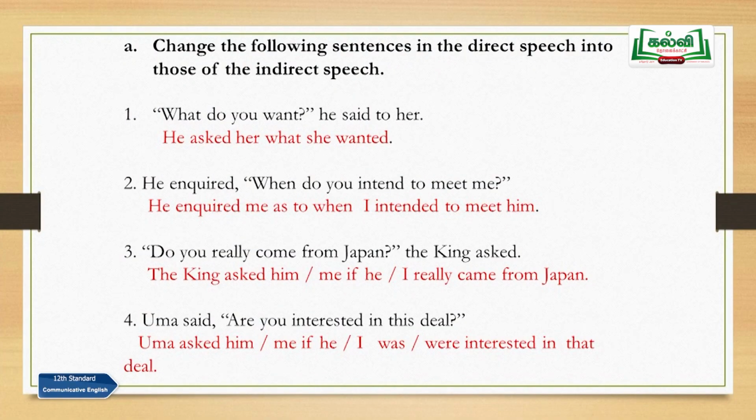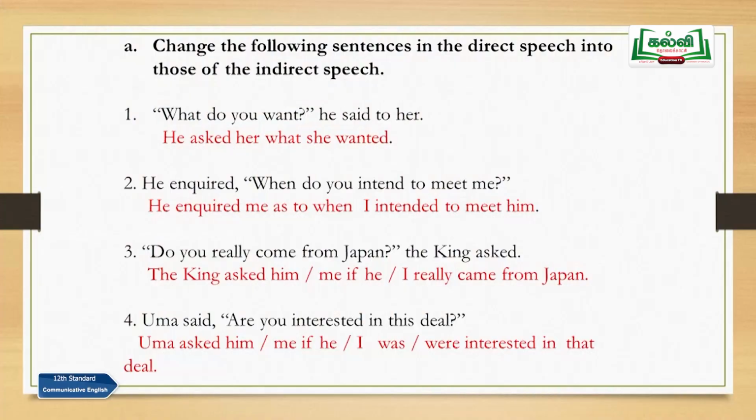If I consider the pronoun as me, then this is the answer. The king asked me if I really came from Japan. So do you really come? Do come is present tense, so past tense came. So the king asked him if he really came from Japan. If the king is talking to me, I would say the king asked me if I really came from Japan.